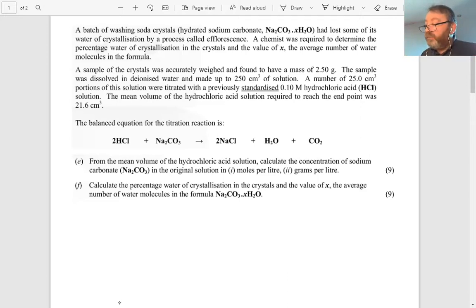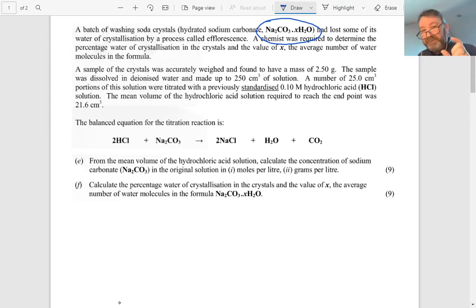Okay, a chemist was required to determine the percentage water of crystallization in the crystals and the value of x, the average number of water molecules in the formula. Now, just before I read on, see that formula there, Na₂CO₃.xH₂O. What that means is that the washing soda we're using has a partial reactant and a partial non-reactant. So what I mean by that is that not all of those crystals will be the active ingredient. Only a part of those crystals will be an active ingredient.